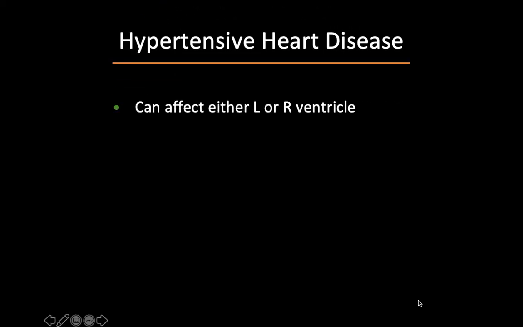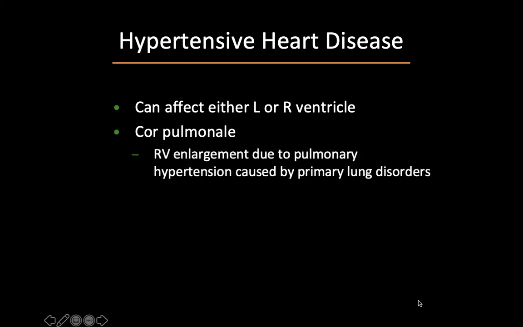And hypertensive heart disease can affect the left or the right ventricle, and if it affects the right ventricle, it can be because of cor pulmonale. So you have right ventricular enlargement due to pulmonary hypertension, and this is caused by a primary lung disorder. So let's talk about this just for a little bit.